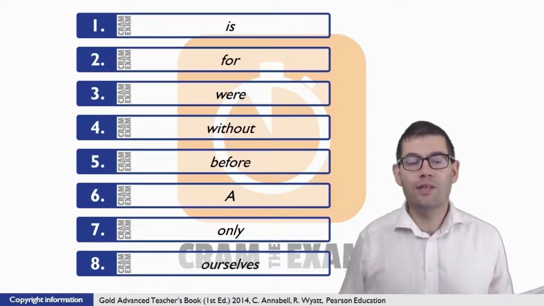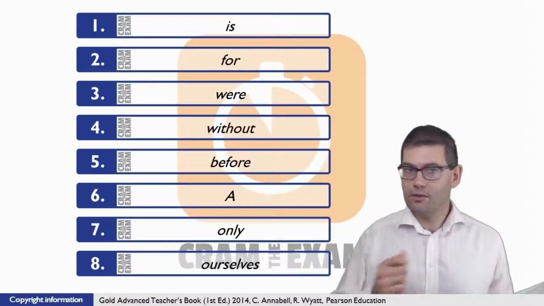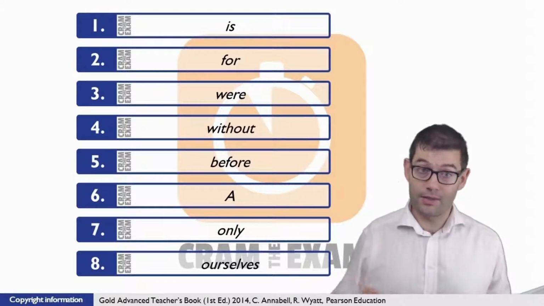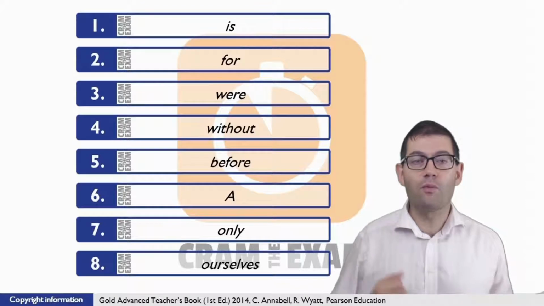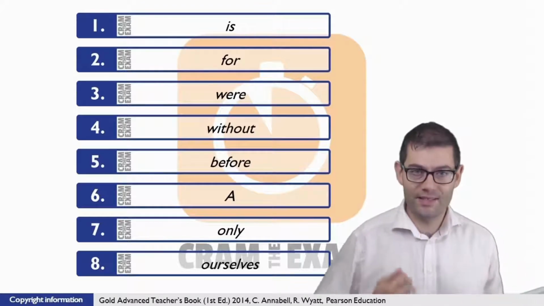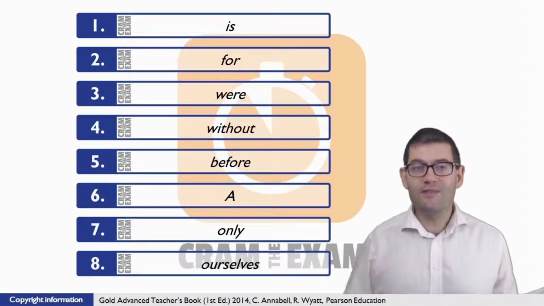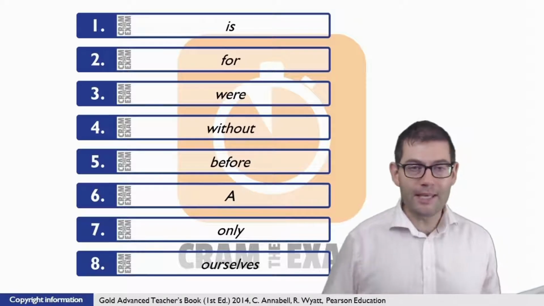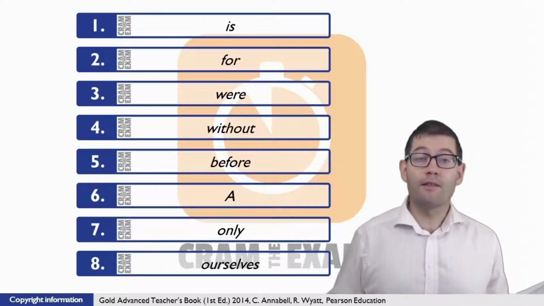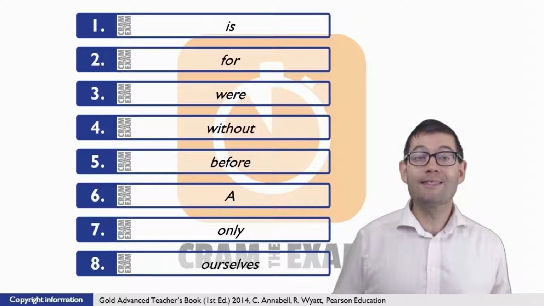If you hadn't learned your lesson from question number 1, then you're not going to get question number 3 right, or at least you're going to struggle, because in question number 3, once again, we have another passive form. And once again, we don't have a form of the verb be. And in this case, the form of the verb be that we need is were.